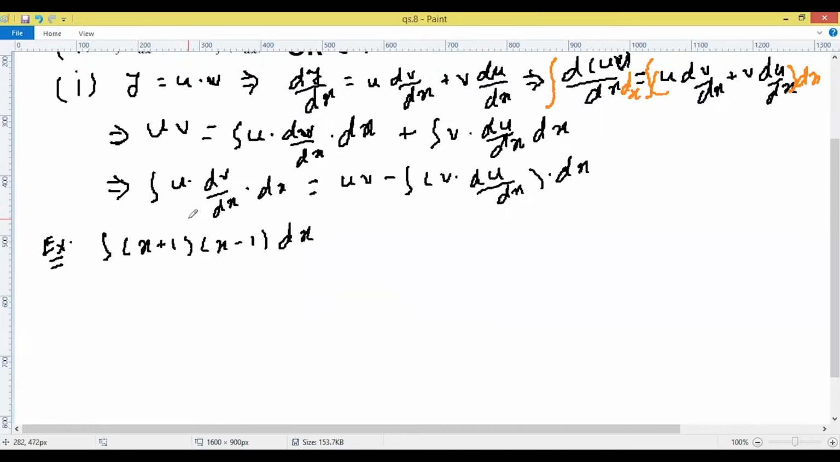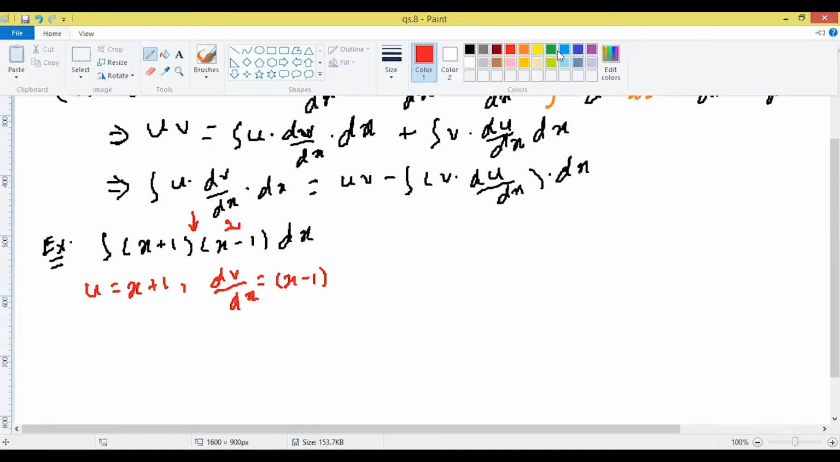Okay, so in this case, if you compare these two from the left side, you can say x plus 1 is u, so u equals x plus 1. And in place of x minus 1, this is dv by dx, so dv by dx equals x minus 1. Now, as we are going to find the integration of this function, you have to check what we require on the right side. We require u, which we already have, and we also require v, so you have to get v from here.